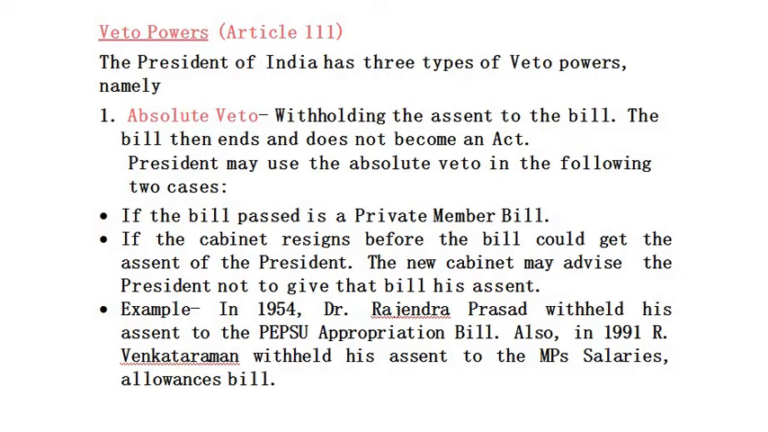If the bill is a private member bill, or if the cabinet resigns before the bill could get the assent of the president, the new cabinet may advise the president not to give that bill his assent.